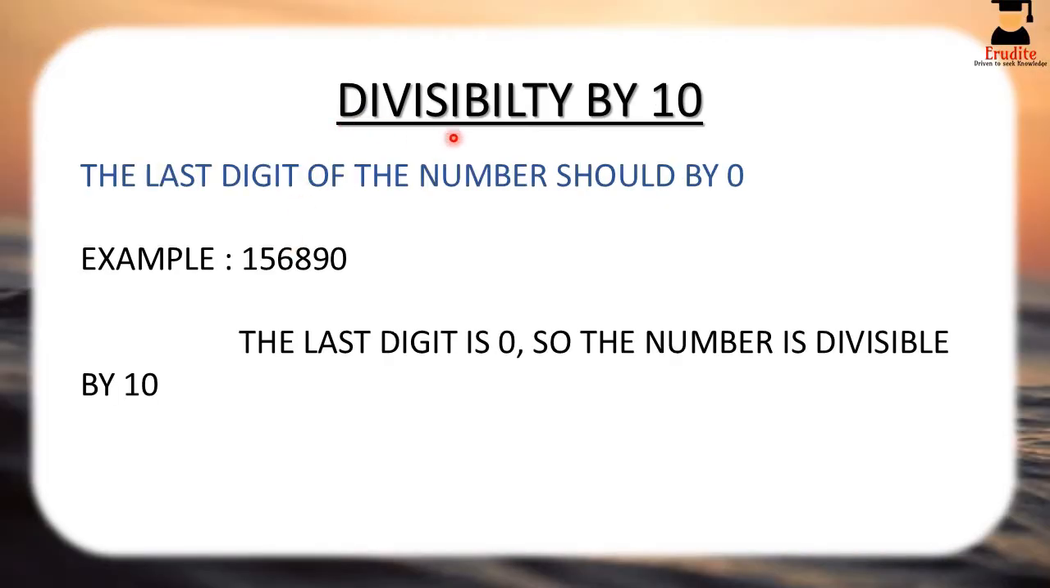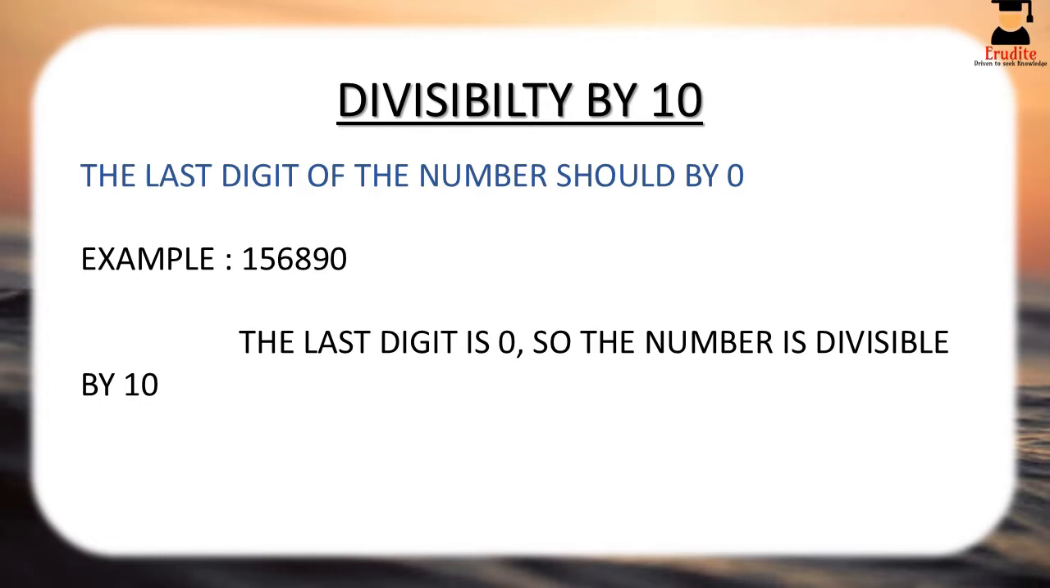The last and the very simple one is the divisibility test by 10. As obvious, the last unit place digit should be 0. So whenever the last digit of the number is 0, I can say my number is entirely divisible by 10. I have an example over here, 156890. The last digit is 0, so I can say my number is divisible by 10. So that was all about the divisibility tests.